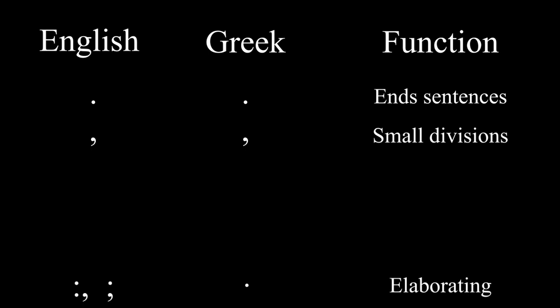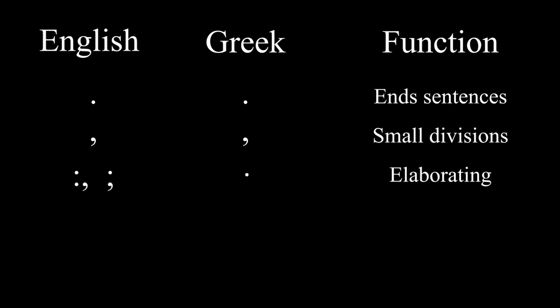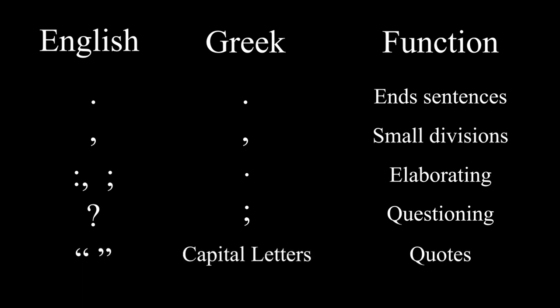The English colon and semicolon share one Greek equivalent, the raised dot. In Greek, questions are represented with a symbol identical to the English semicolon. Finally, there are no quotation marks in Ancient Greek. Instead, capitalization fills this role.